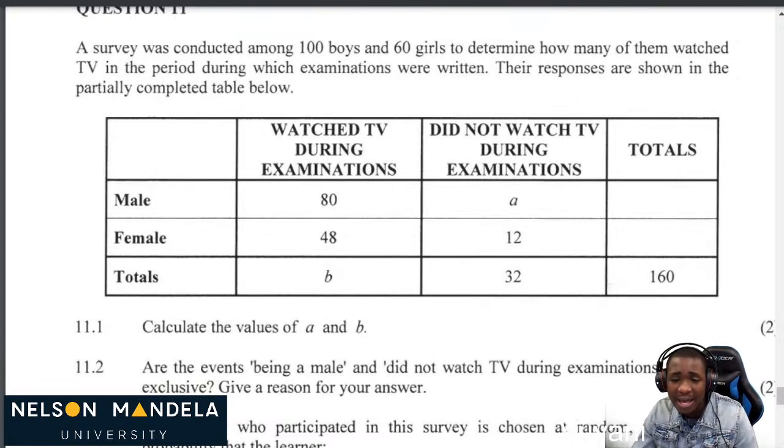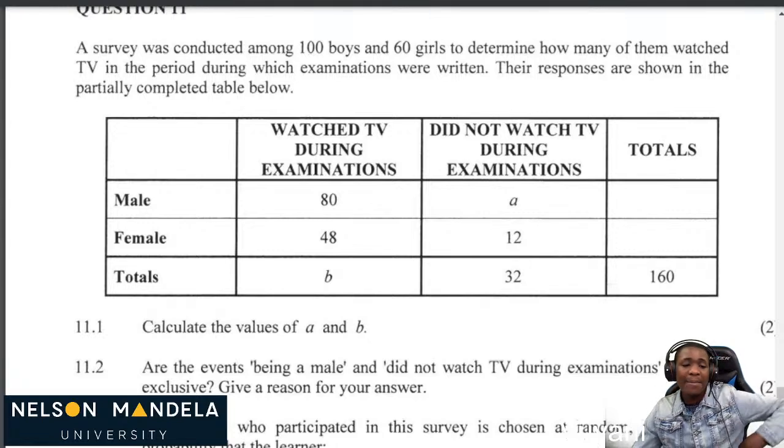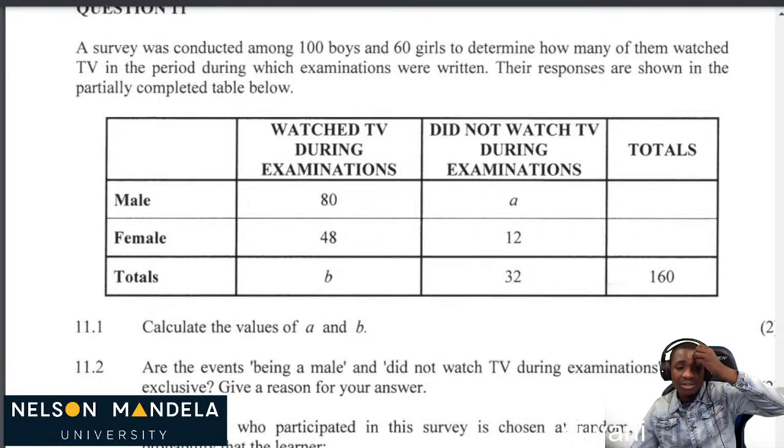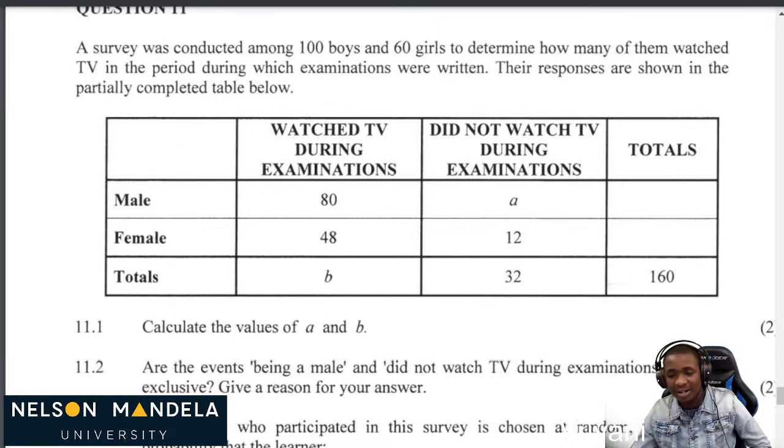Where is our A? Our A is here. We are given the males, and we are also given the females, and we are also given the totals. So there are 100 boys and 60 girls, which means the total of everyone is 160. Now we want to calculate the value of B. The value of B is the total of the students who watched TV during exams, both male and female.